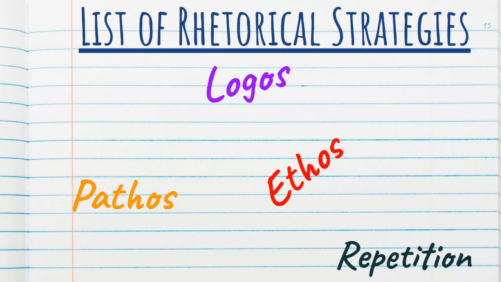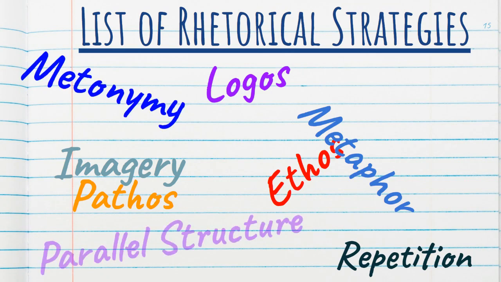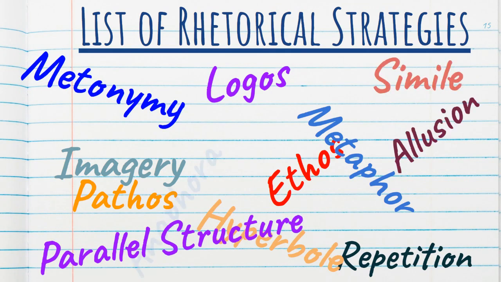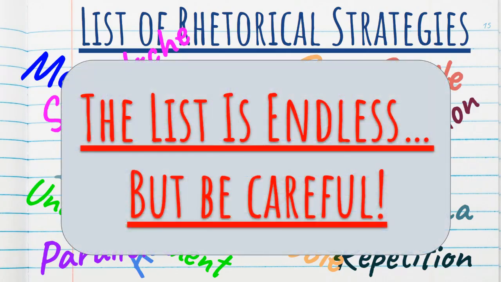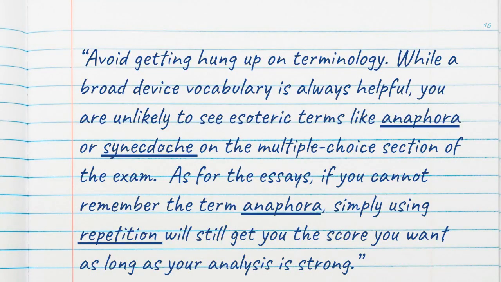Repetition is something that many orators will use to emphasize ideas. Imagery can help an audience concretize an abstract concept. There are some esoteric terms like metonymy and anaphora, and the list goes on and on. But you do need to be careful. Now, a little advice before you start showing off your newfound vocabulary. Avoid getting hung up on terminology.